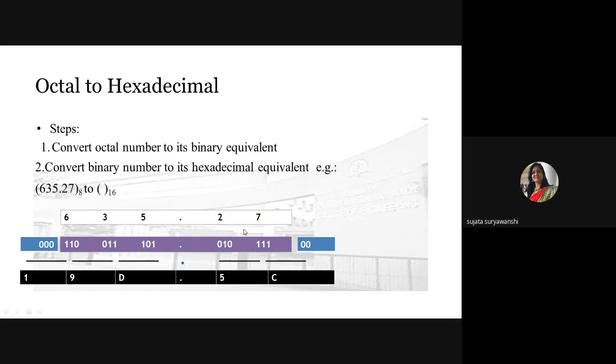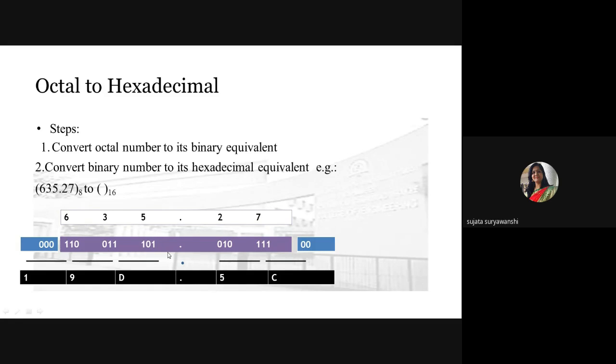The example given is 635.27. Here the given number is an octal number, and you need to write down the equivalent hexadecimal number. So 6 is represented by 110, 5 by 101, and 3 by 011. The decimal point we place here, and after that we write the 3-bit binary equivalent of each digit: 2 is 010 and 7 is equal to 111.